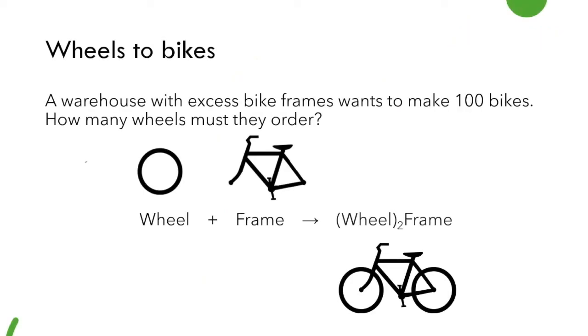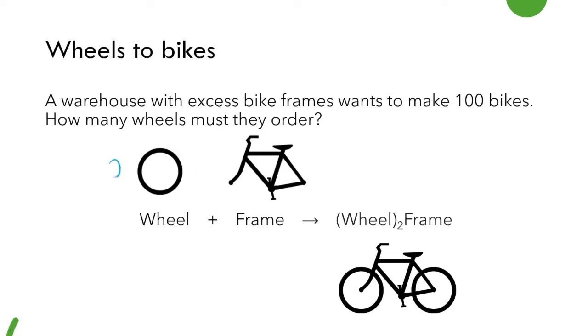Let's start out with a relatively easy example to help train your intuition. This one asks, a warehouse with excess bike frames wants to make 100 bikes. How many wheels must they order? So, we need to balance this first.